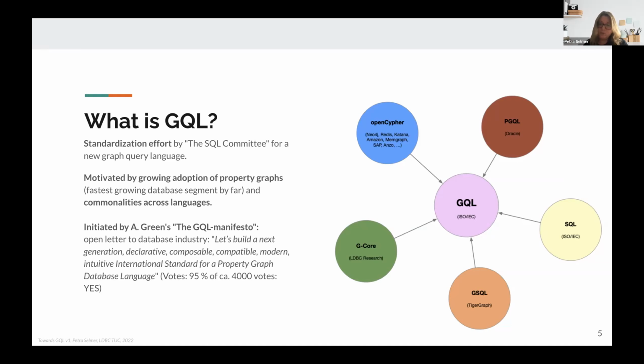And this also all came to pass through Alistair's GQL manifesto. Since he's in the room, if you want to know more about that, just chat to him. But essentially, this is what kicked off the whole process. Also the diagram on the right-hand side shows a few of the input languages that have been fed through into making GQL what it is today.